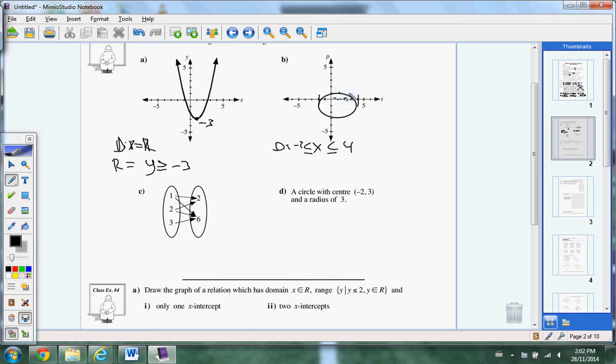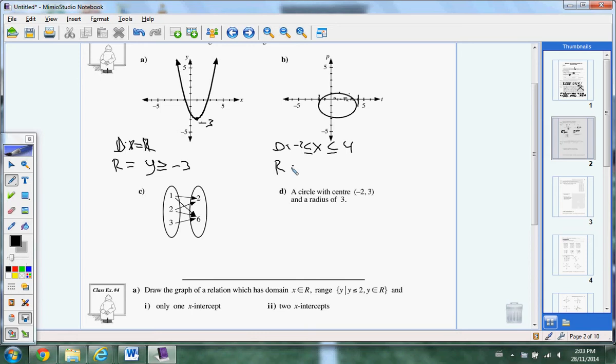Does anybody remember the definition of a function from Math 9? Is that circle a function? What's the definition of a function? Every x can only have one y. So this x right here, 0, has two y's on a circle. It has two answers. That's not allowed. So circles are not functions. Just so you know.